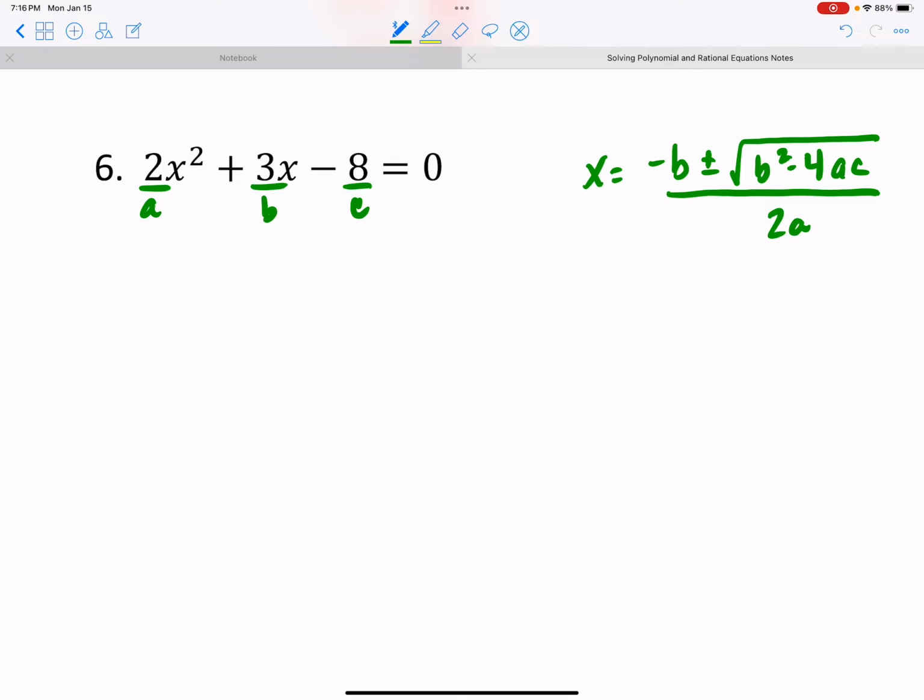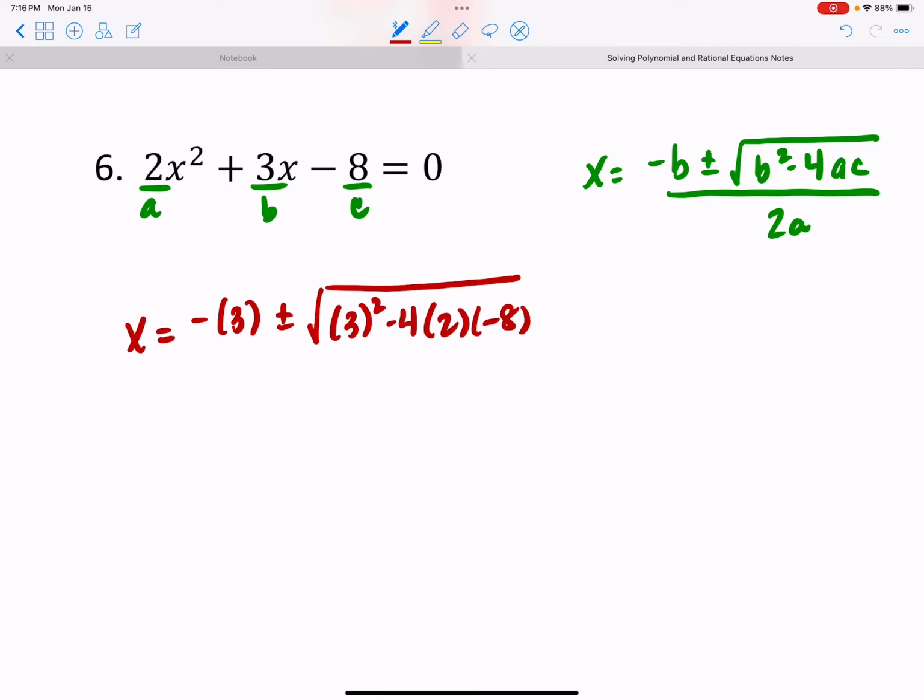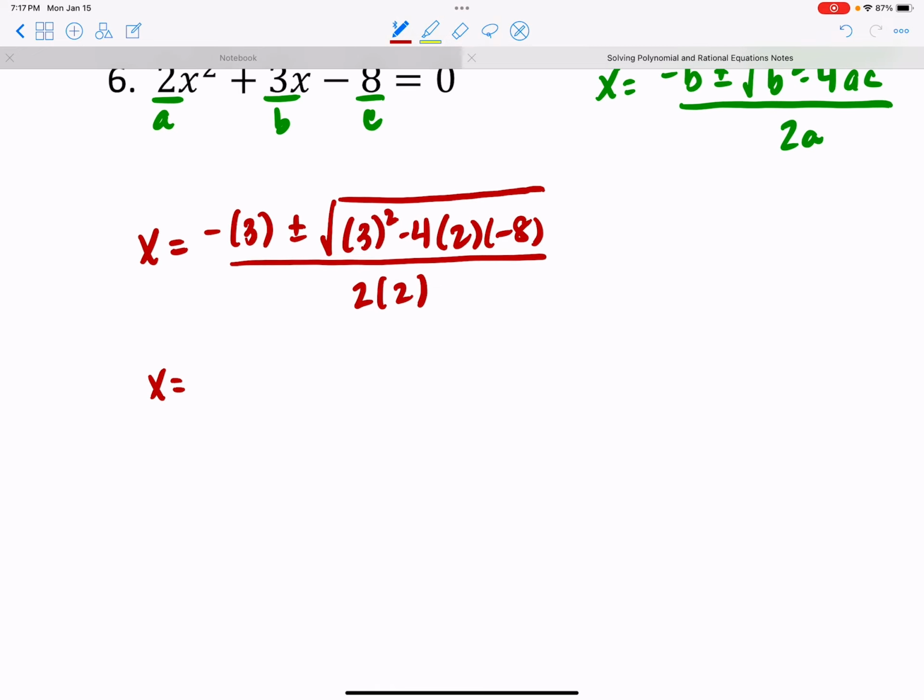If we plug those values into that formula, we're going to get our two solutions to this quadratic equation. So x is going to equal negative 3 goes in for b, plus or minus the square root of, again, 3 in there for b, minus 4 times a is 2, and c is negative 8. And that whole thing is divided by 2 times a, which is 2. So sometimes the hardest part is getting everything plugged in correctly and not missing any signs.